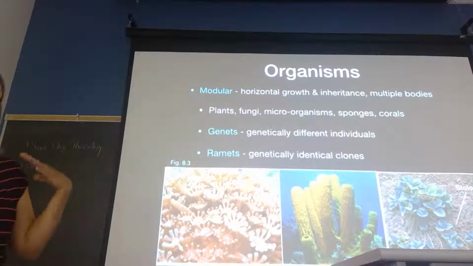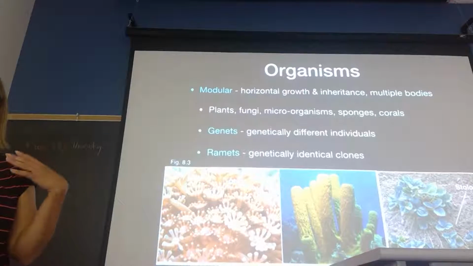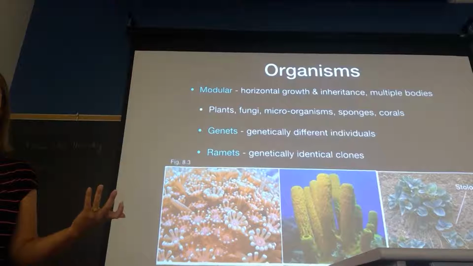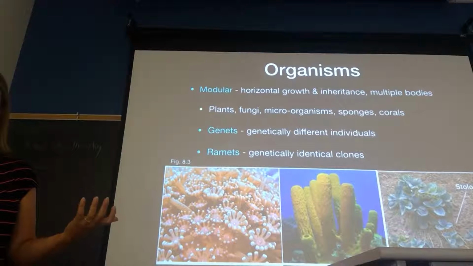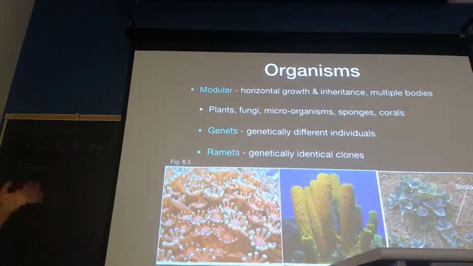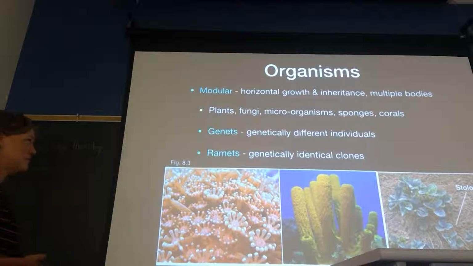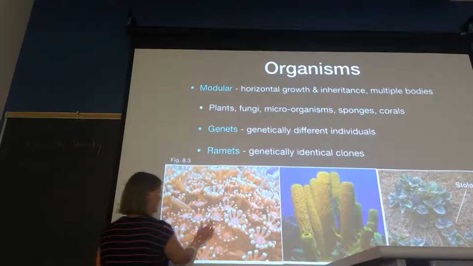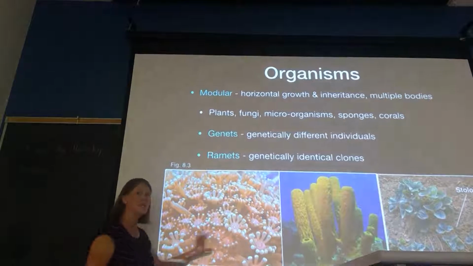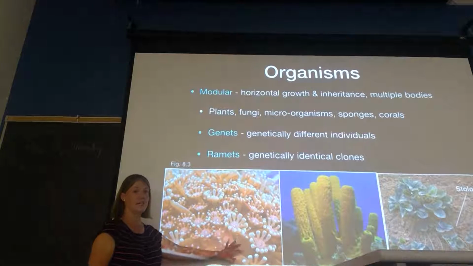This kind of modular reproduction mechanism is what happens in all of our single-celled organisms. When they go through binary cell division, they produce a genetically identical clone to themselves. Oftentimes in modular organisms, they have multiple pieces of their body that can act as individuals, but they're all connected and they're all genetically identical.